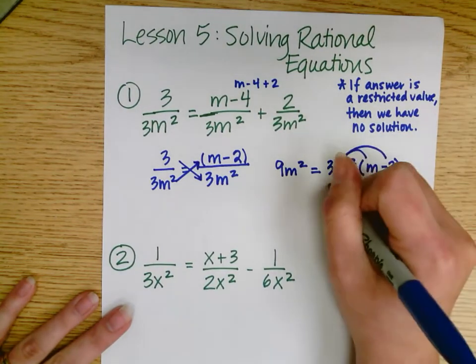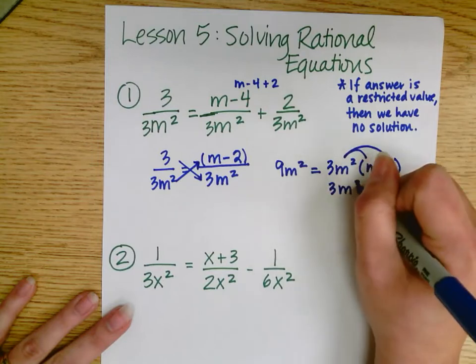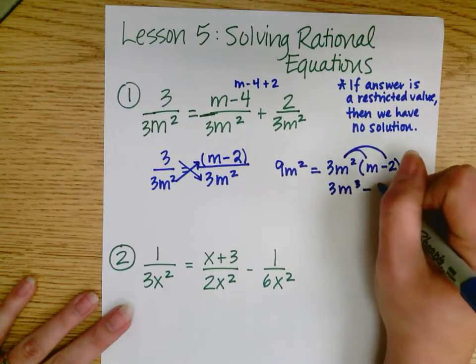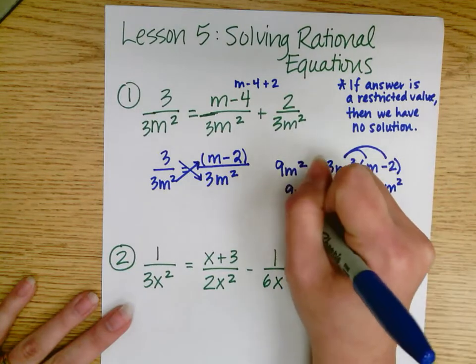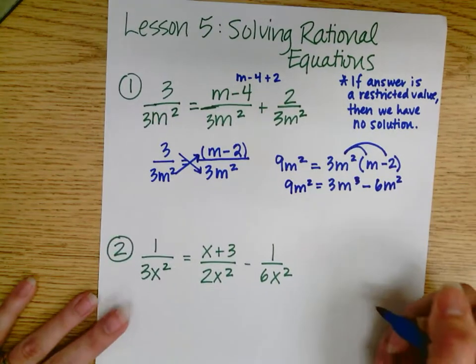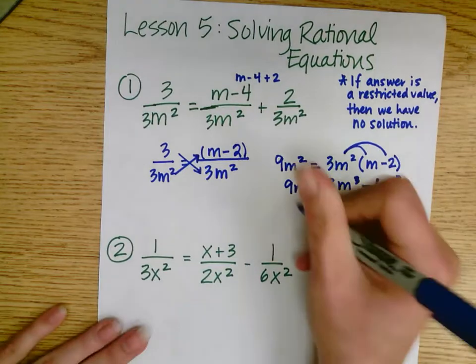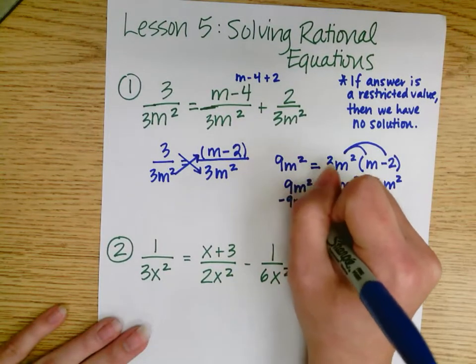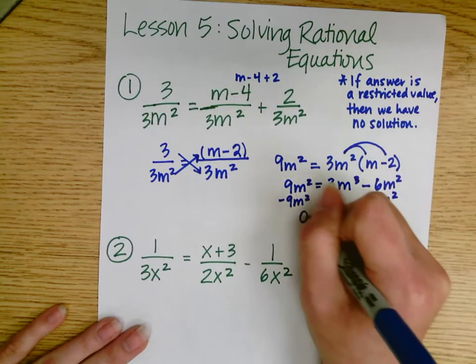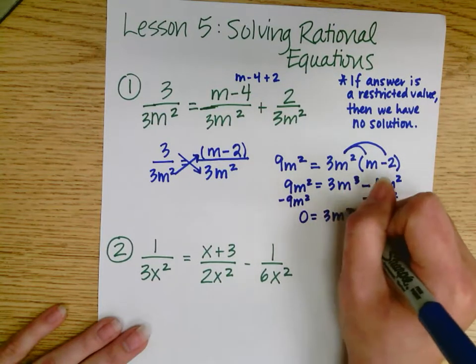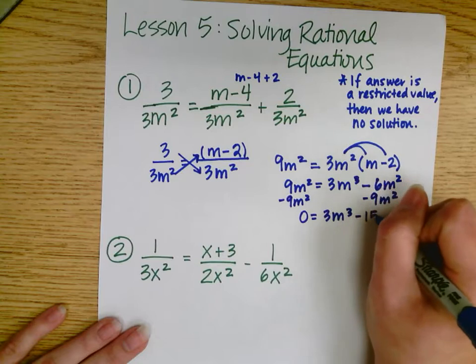So I get 3m cubed minus 6m squared equals 9m squared. And then we're going to want to get everything over to the same side, so I'm going to subtract 9m squared. So I get 0 equals 3m cubed minus 15m squared.